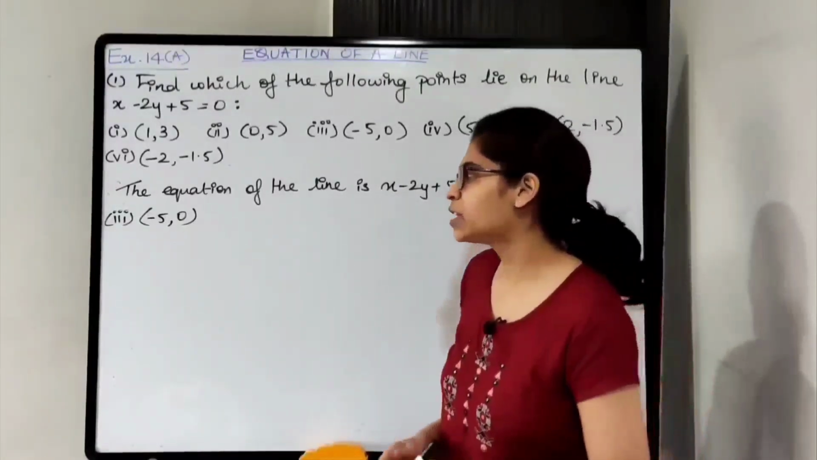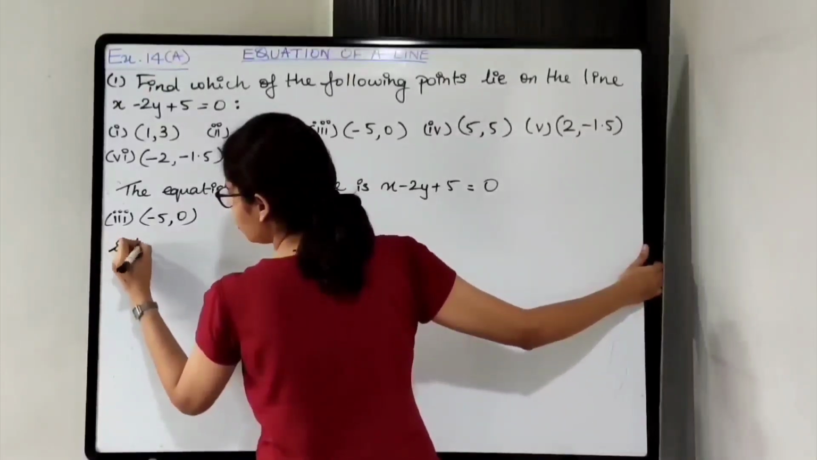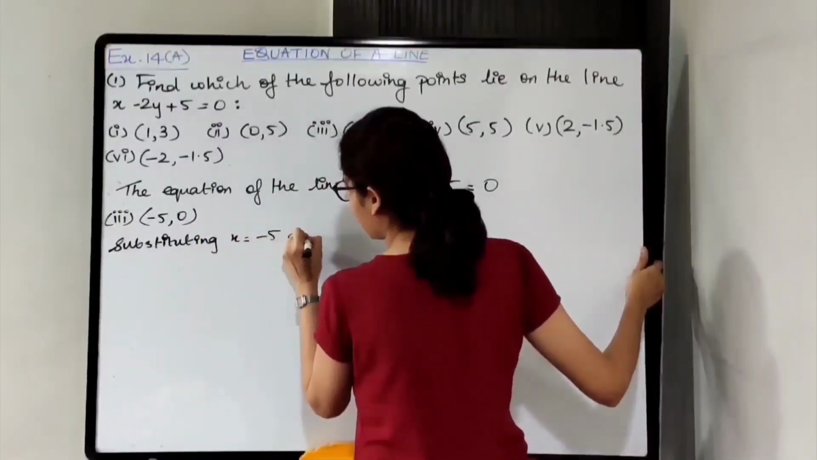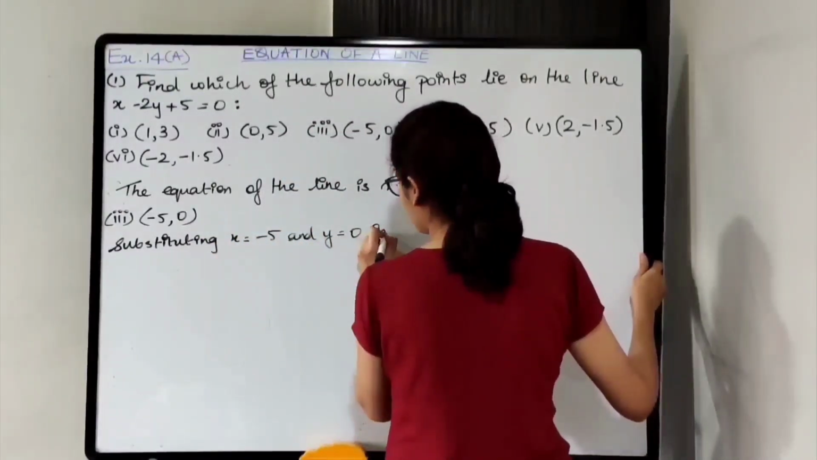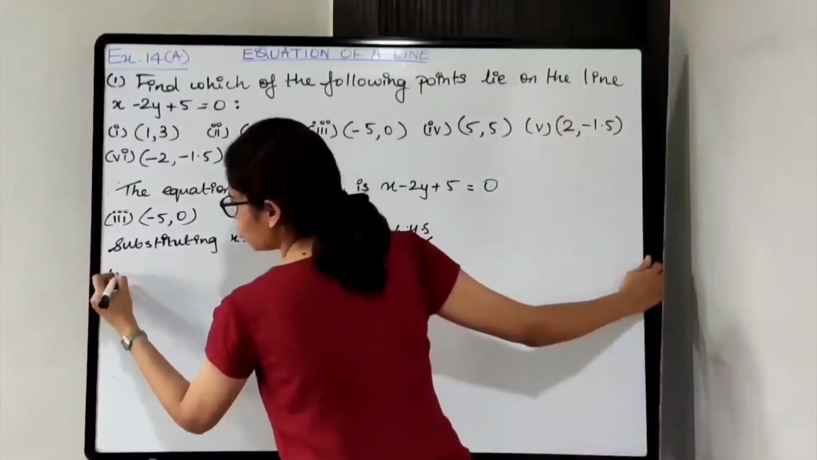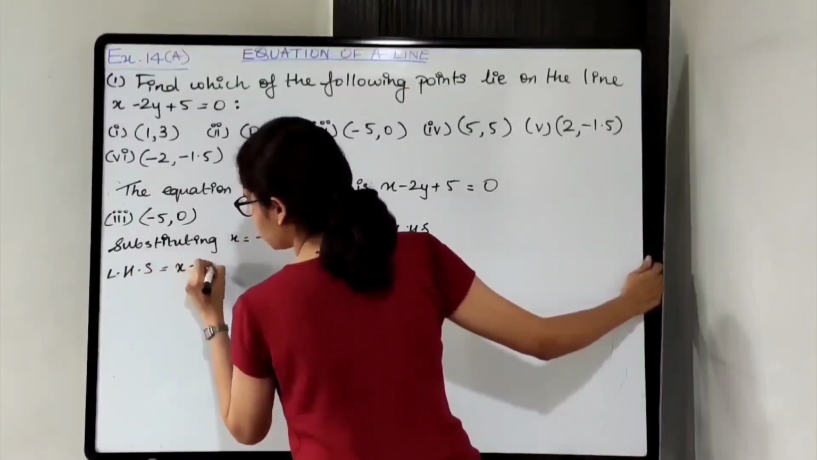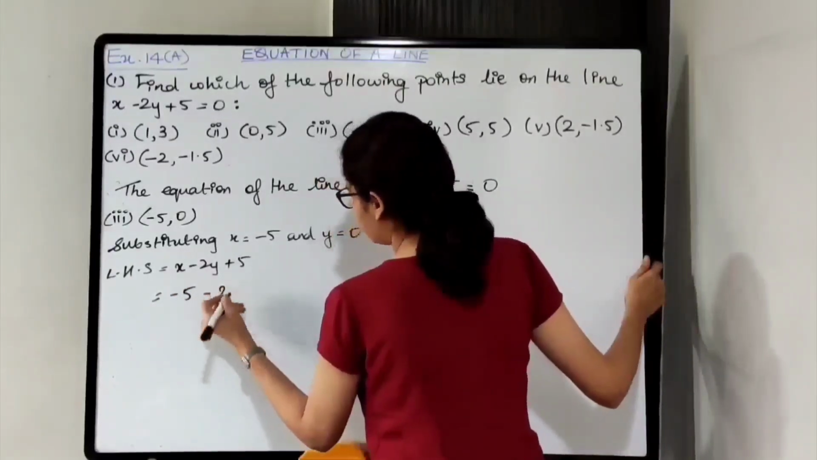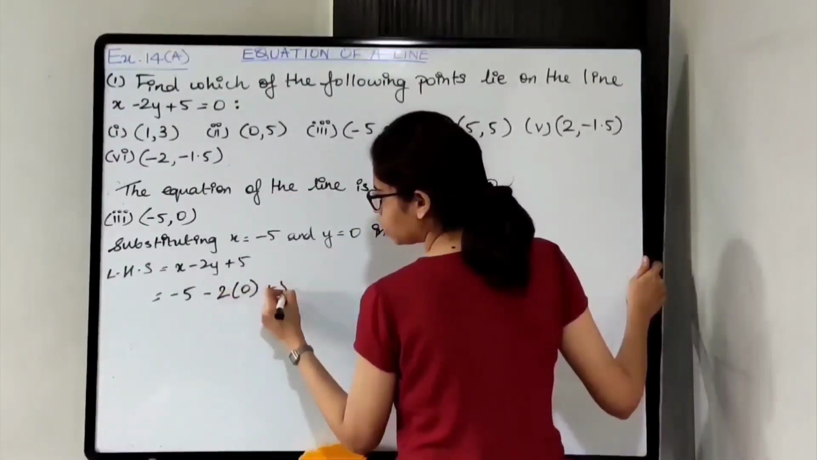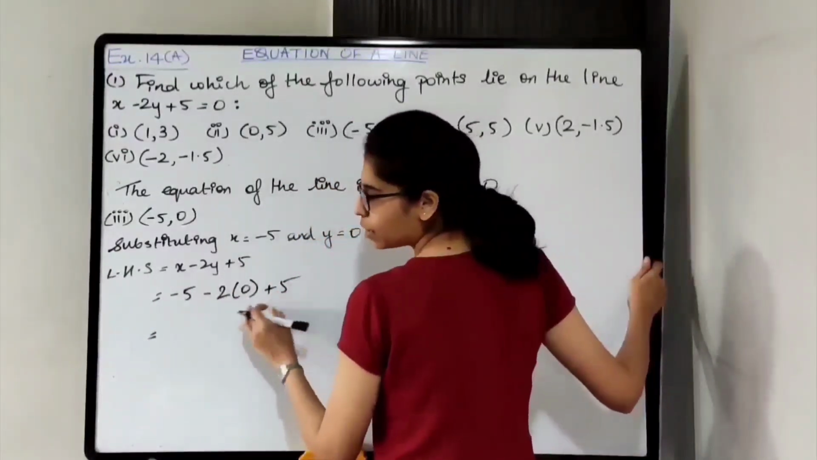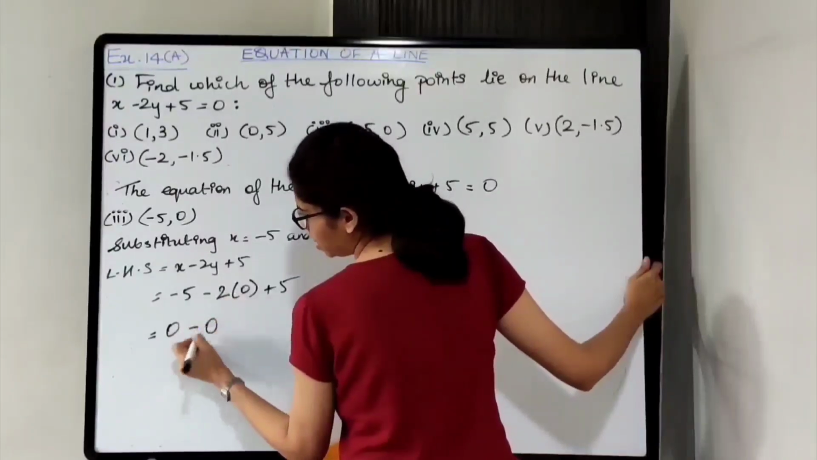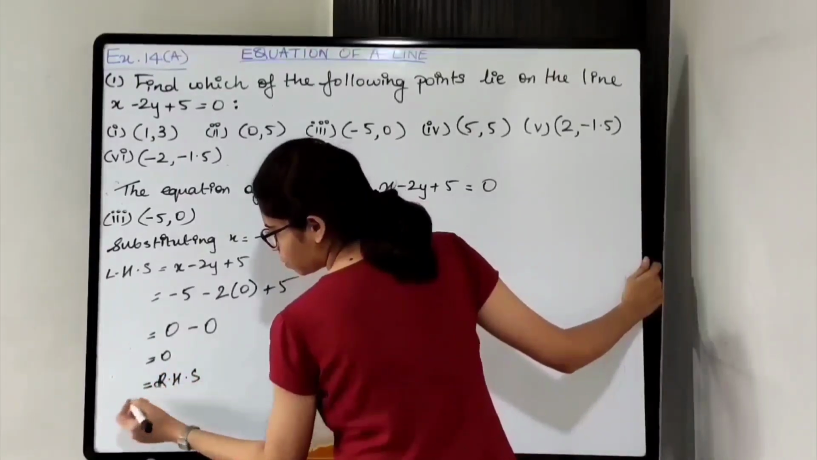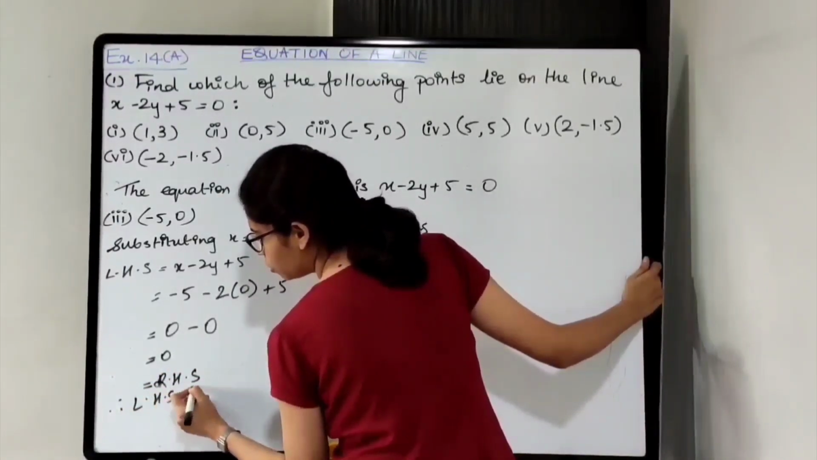Next point's coordinates are minus 5, 0. So substituting x equal to minus 5 and y equal to 0 in LHS. So LHS is x minus 2y plus 5. X is minus 5, minus 2 into y which is 0, plus 5. Minus 5 plus 5 what will it be? 0. Minus 2 into 0, 0. So we are getting 0, that is it is equal to RHS. So therefore LHS is equal to RHS.